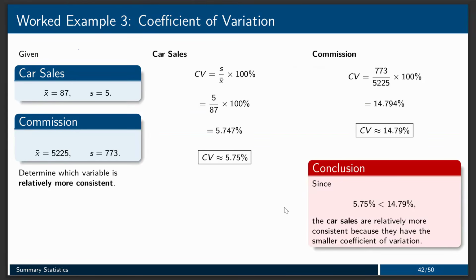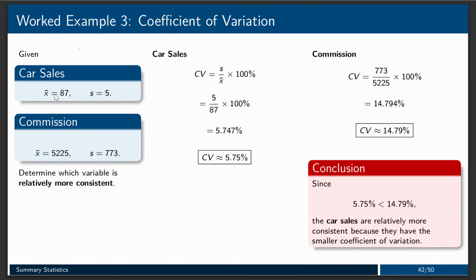So let's look at an example. You have two data sets. We have car sales and we have commission. The mean of the car sales is 87 and the standard deviation is 5. For commission, the mean is 5225 and the standard deviation is 773. Determine which variable is relatively more consistent.